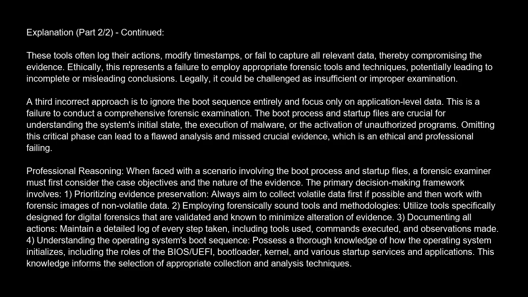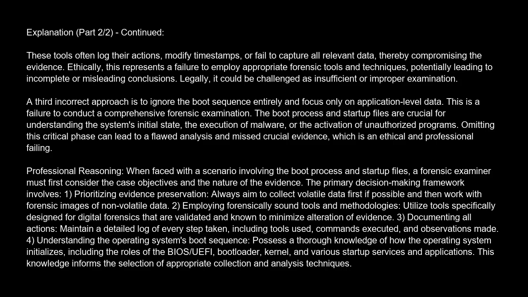A third incorrect approach is to ignore the boot sequence entirely and focus only on application-level data. This is a failure to conduct a comprehensive forensic examination. The boot process and startup files are crucial for understanding the system's initial state, the execution of malware, or the activation of unauthorized programs. Omitting this critical phase can lead to a flawed analysis and missed crucial evidence, which is an ethical and professional failing.